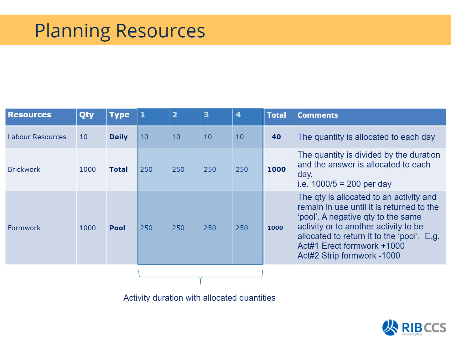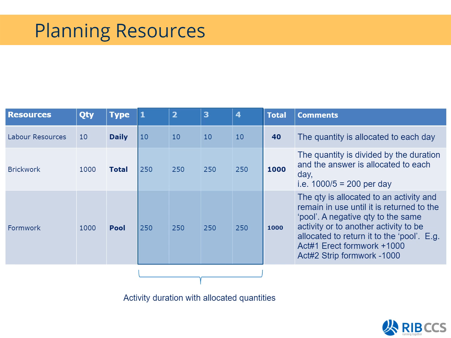Then we have formwork. So formwork, this is more like your temporary material, right? So for temporary material, we will then allocate the pool type. So how this works is that you take something from the pool, you use it on site, and upon completion of the works, you return it back to the pool. So these are for things such as your formwork, your scaffolding, a crane, or whatever the case is.